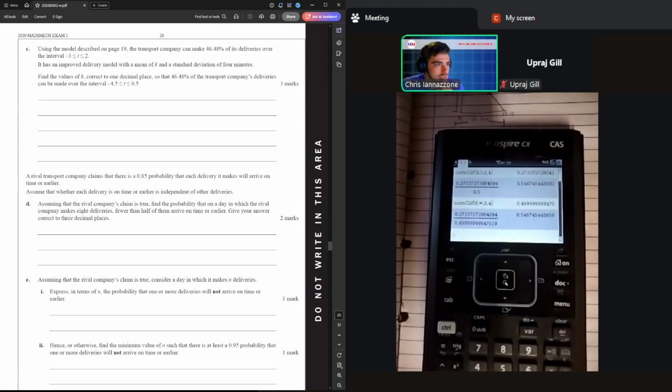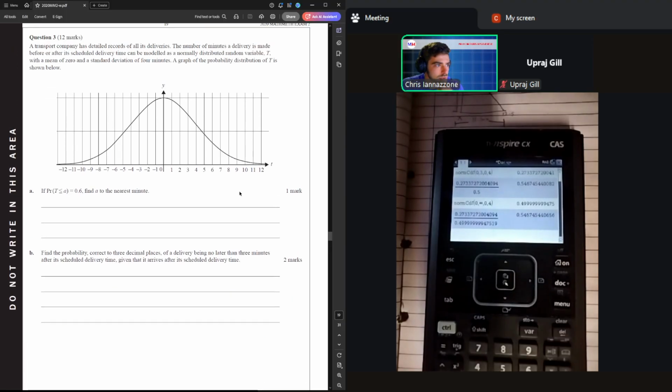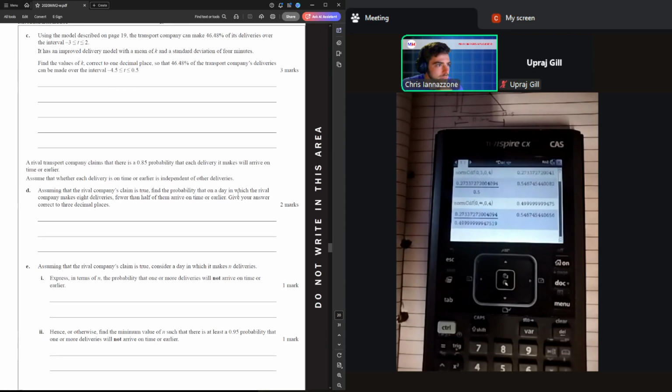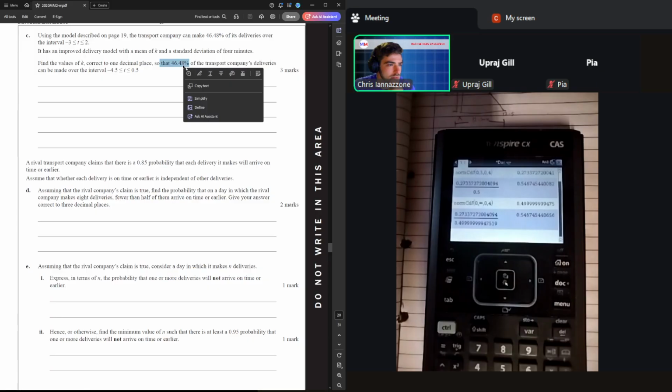Using the model described on page 19, so the exact same normal distribution we had earlier. The transport company can make 46.48% of its deliveries from -3 to 2. It has an improved delivery model with a new mean of k and the same standard deviation. Find the new possibilities of the mean, because the mean is k, so that 46.48% is made over the interval -4.5 to 0.5.